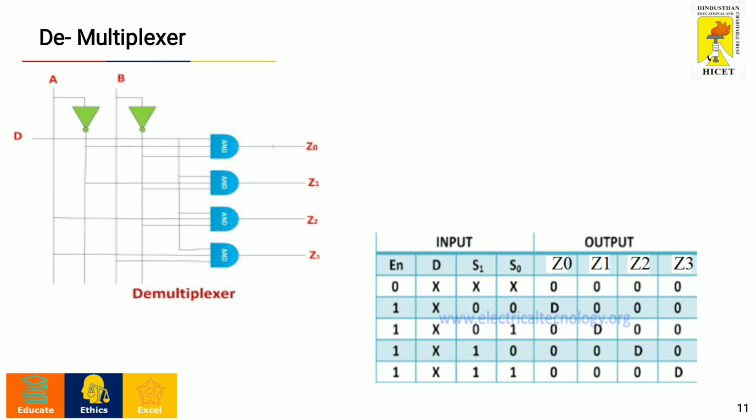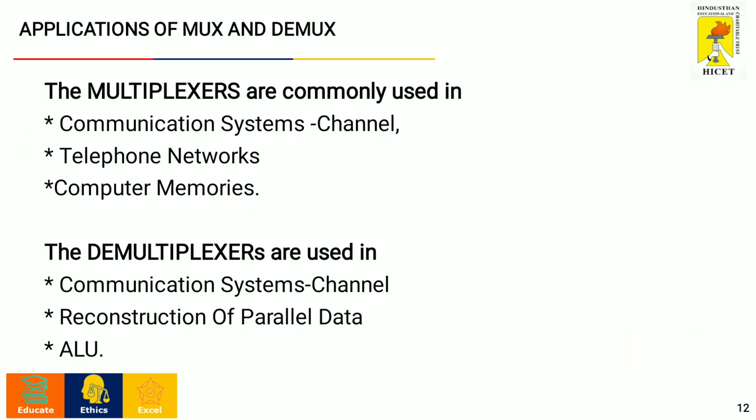For example, in the second row of this truth table, if the selection lines are 0 1, then the data D will be available at the Z1 output. If it is 1 1, the data will be available at Z3. That way, the data available at the input side is transferred to the output lines. So it is actually 1 cross 2 to the power of n demultiplexing. I hope you have understood this.